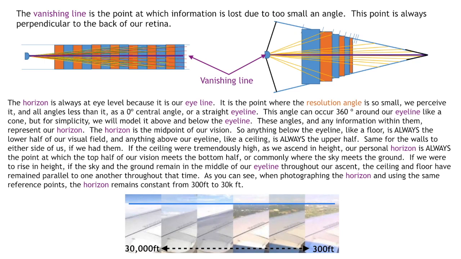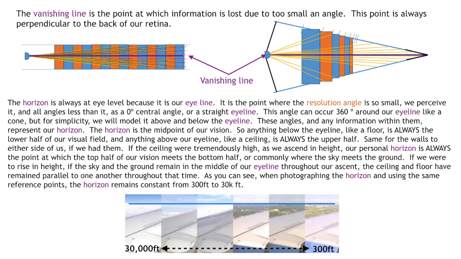And as you can see, when photographing the horizon and using the same reference point, the horizon does remain constant from 300 feet to 30,000 feet. So you can take shots up in an airplane, and you can reference your camera, your phone, to the same exact spot, and you have to account for the change in pitch of the plane and the ascent angle and so forth.